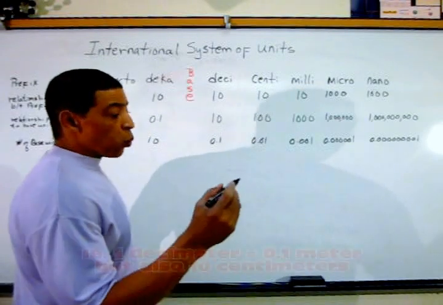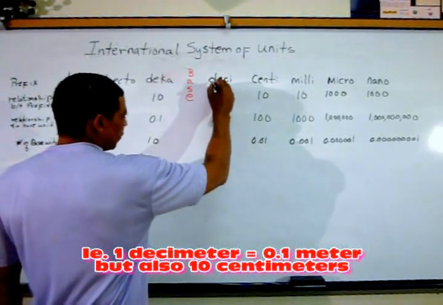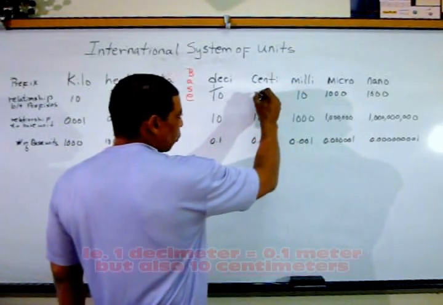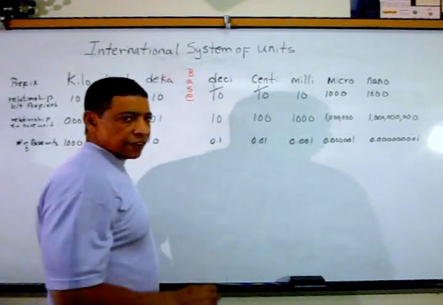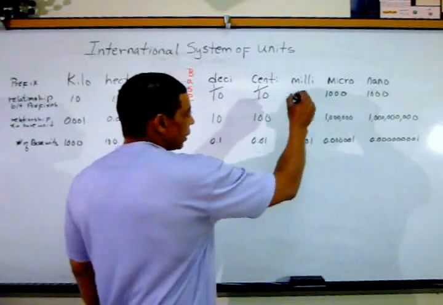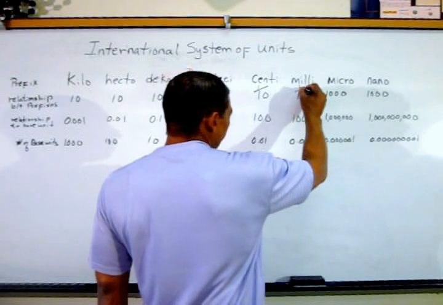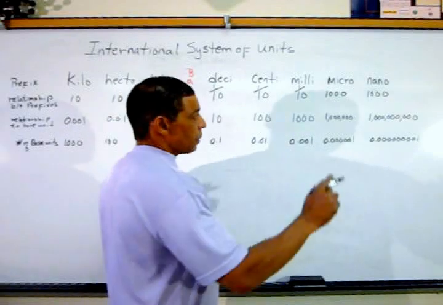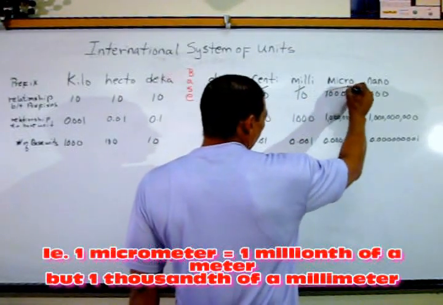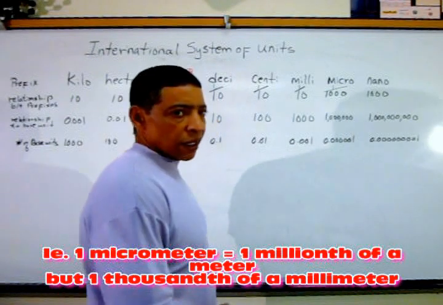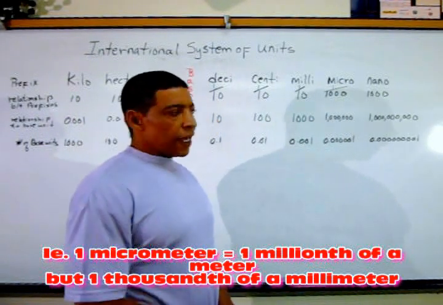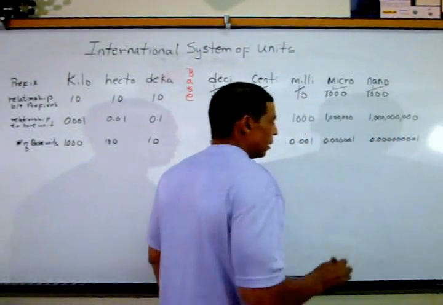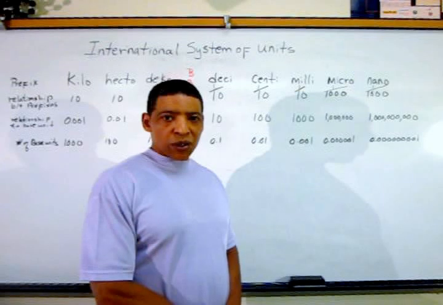Deci represents 1/10 of the base unit. Centi represents 1/10 of the deci unit. Milli represents 1/10 of the centi unit. Micro represents 1/1000 of the milli unit, and nano represents 1/1000 of the micro unit.